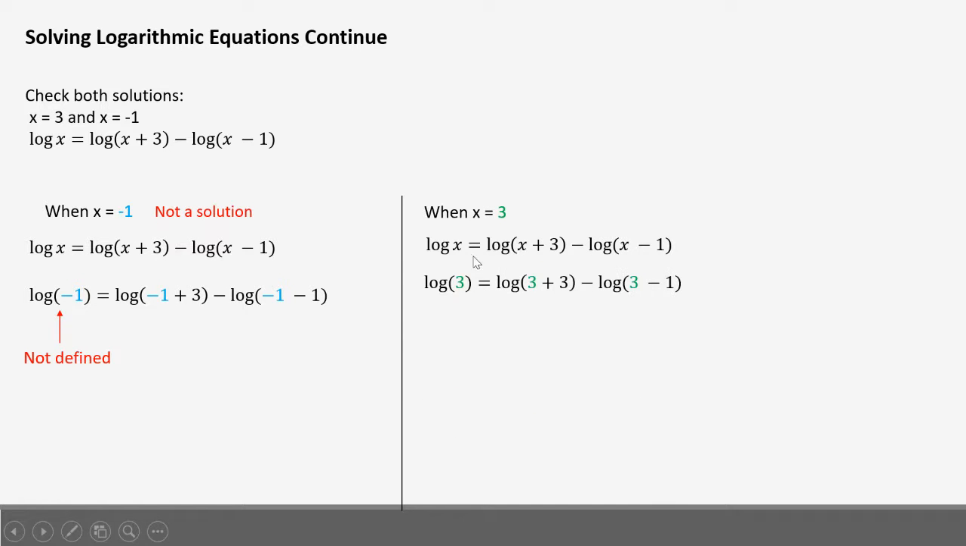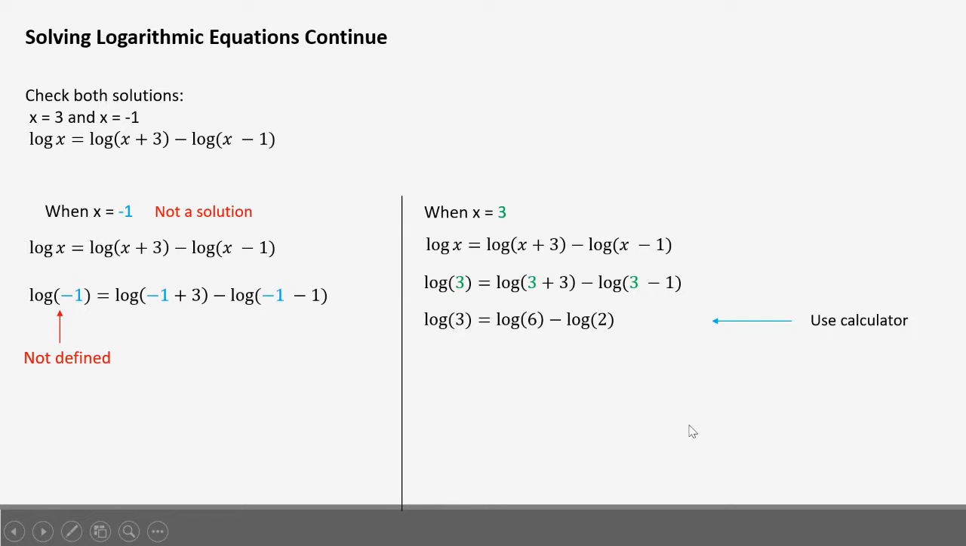We're going to plug in 3 for every x. We plug it in there, we plug it in here for the x, and we plug it in here. So this will give us log of base 3, and this will be log of 6 minus log of 2. Now here, you can plug this in the calculator if you want, both sides. But you can also do this by hand.